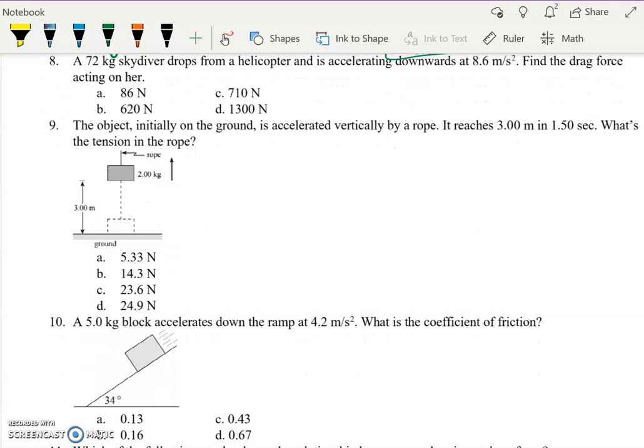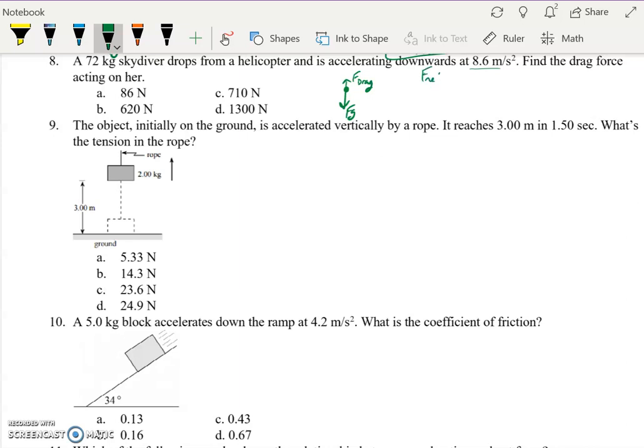Number 8, a 72 kilogram skydiver drops from a helicopter and is accelerating downward at 8.6 meters per second squared. Find the drag force acting on her. So since her acceleration is not 9.8, you know there has to be some drag force. And by drag, I just mean friction with the air. So quick diagram, she's got force of gravity down, she's got a little bit of drag going up. We're trying to figure out what that force is.